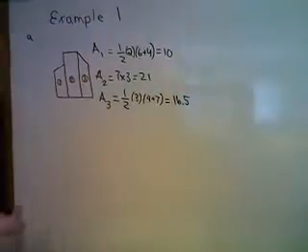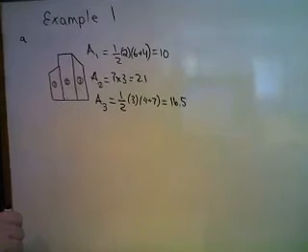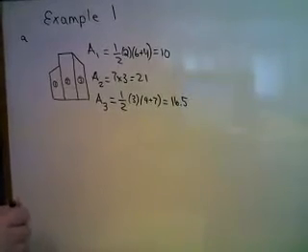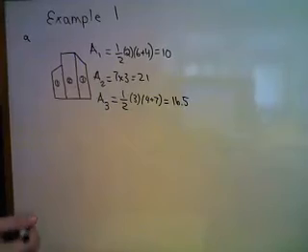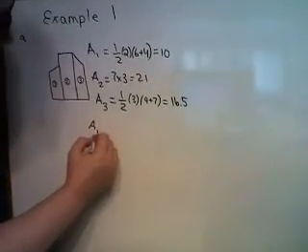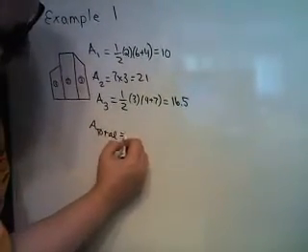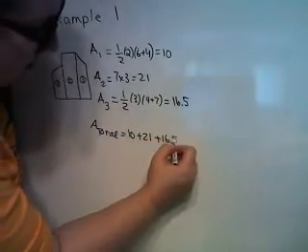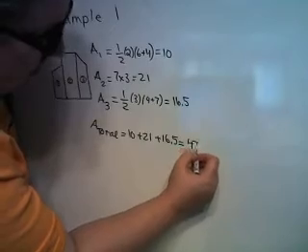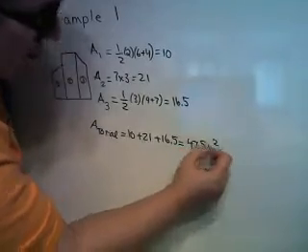So I uploaded the 7th grade formula sheet. So in case you forget area of a triangle, area of a circle, area of a trapezoid, it's all there for you. So now when you do the total, you're just going to add 10, 21, and 16.5. You're going to get 47.5 units squared.